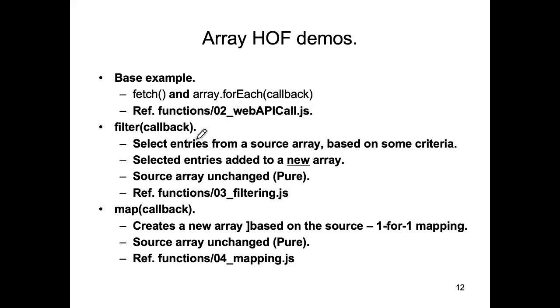So I'm saying here, it selects entries from a source array or input array based on some condition or criteria, and it places references to those matching entries, if you like, into a new array, which I'm calling the output array, and then you can do whatever you want with that output array. The selected entries are added to a new array. The source array is unchanged, so we would classify filter as being a pure function. It doesn't make any changes to state outside of its scope. And we're asked to look at this sample. So let's do that.